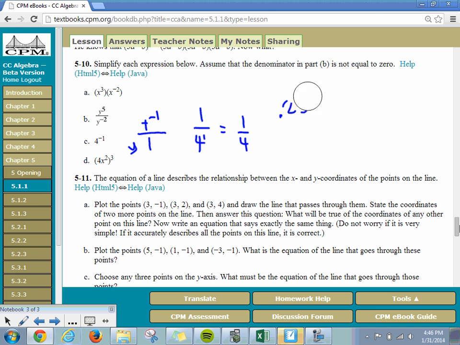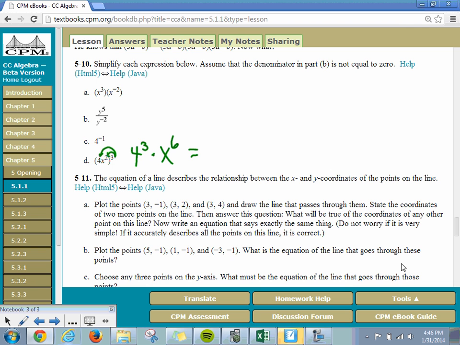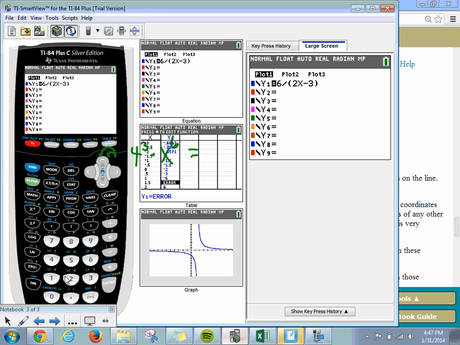Finally, in D, again, it's very much like the problem we had in 5-9. We just want to take and distribute that cubed, and we want to make sure that it goes to everything. So we'll have 4 to the 3rd times x to the 6th. Which when we simplify, let's see, 4 times 4 is 16.